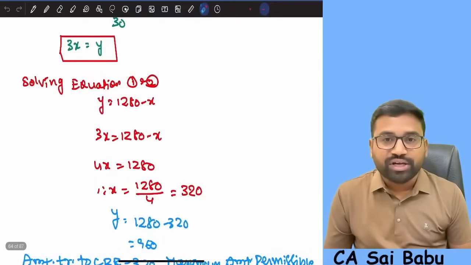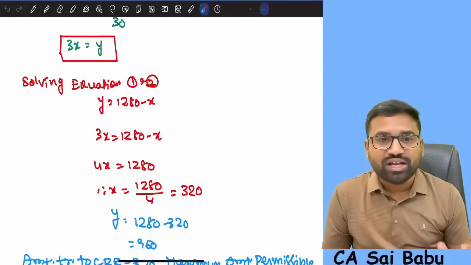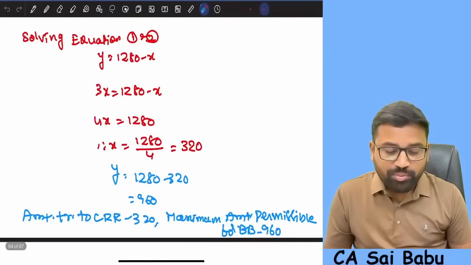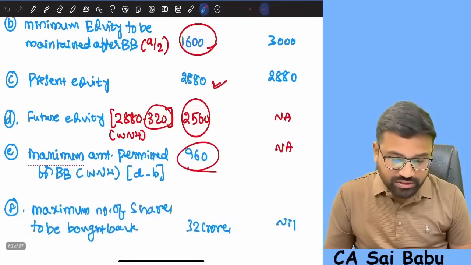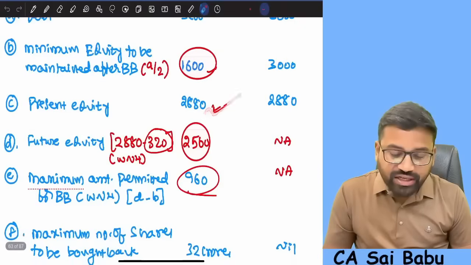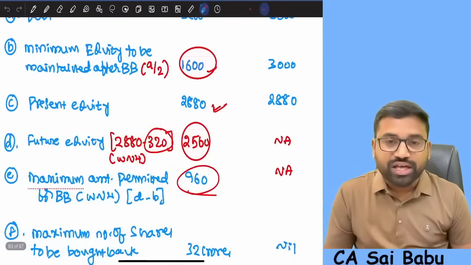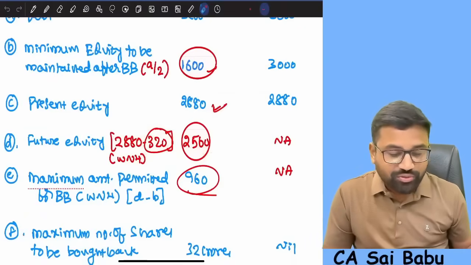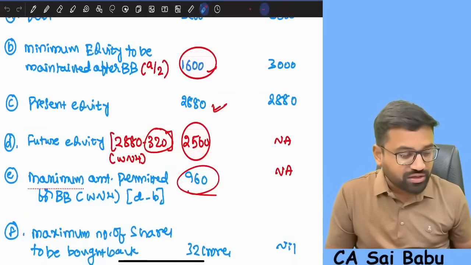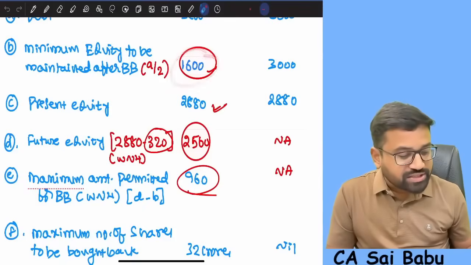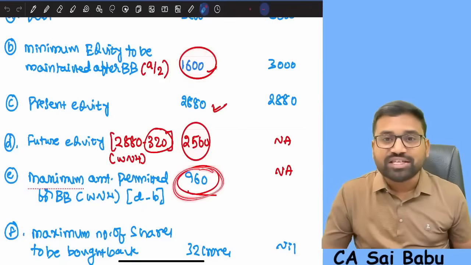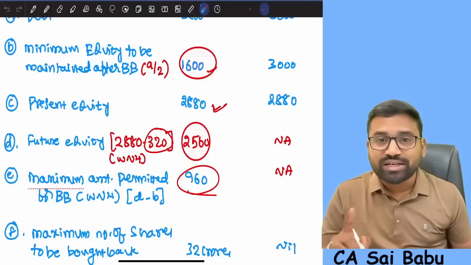So X is 320. That is the amount to be transferred to CRR is 320. Y, the maximum amount permitted for buyback, is 960. So see this, from this 2880, I need to transfer 320 to CRR. Therefore, the amount available in the equity is 2560. This is future equity. So 2560 is my future equity, but equity to be maintained is 1600. Therefore, 960 reduction is possible in the equity under the debt equity ratio test.